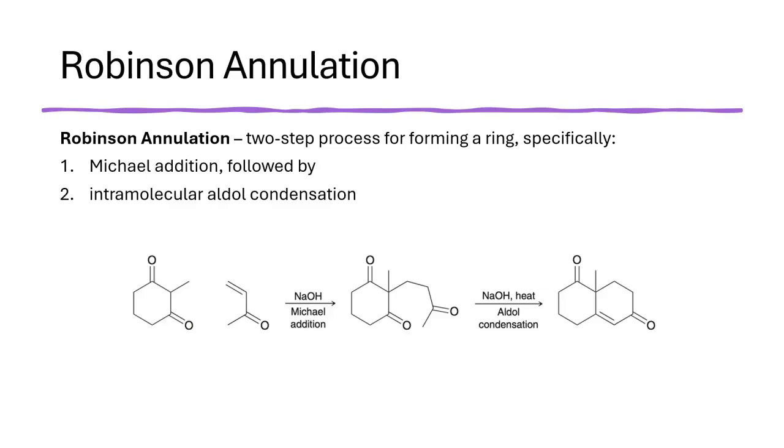Robinson annulation. This is a 2-step process for forming a ring. Specifically, 1, Michael addition occurs first, and then this is followed by 2, an intramolecular aldol condensation.